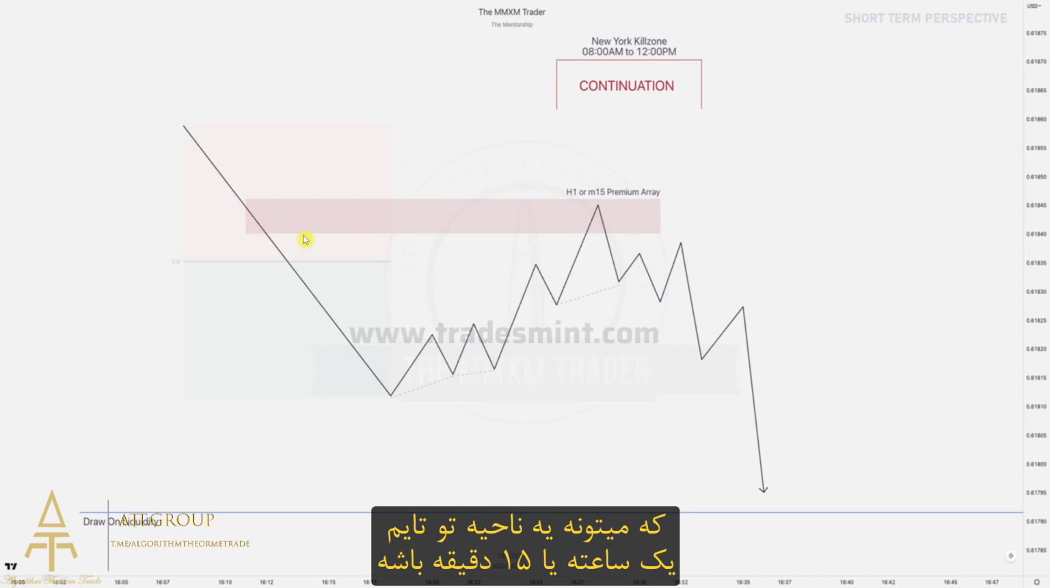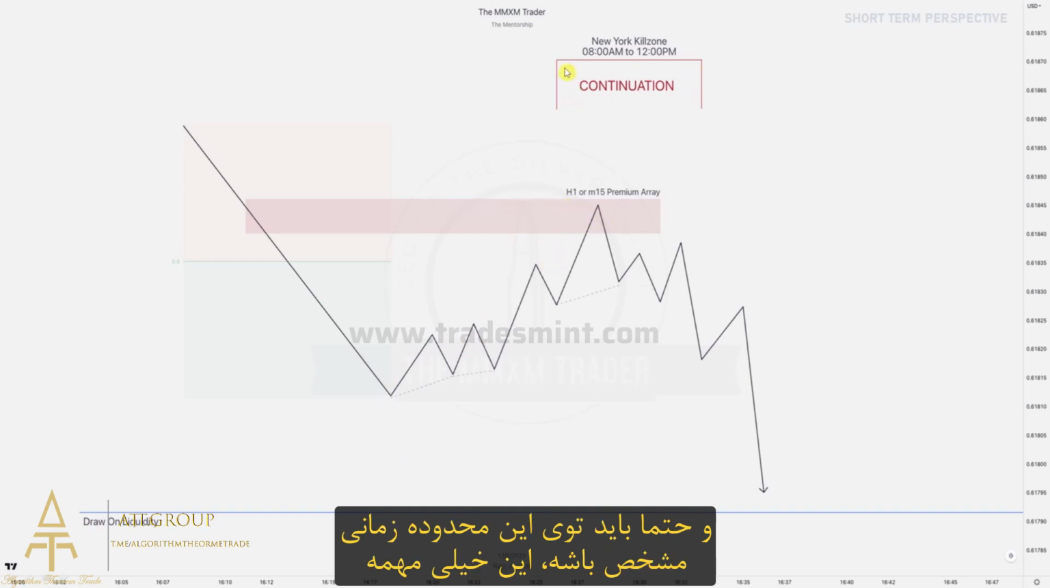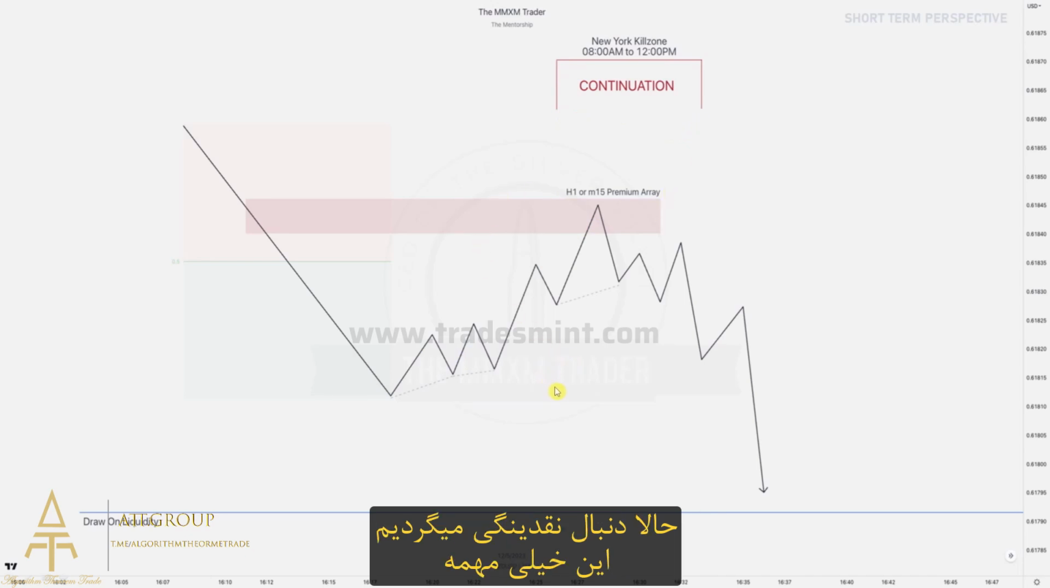So that could be a 1 hour or a 15-minute POI. And you can see drawn liquidity over here is lower, and we wait for our price action to go into that premium array and in that specific time zone. That is very important, right? Now, looking for liquidity, very important.